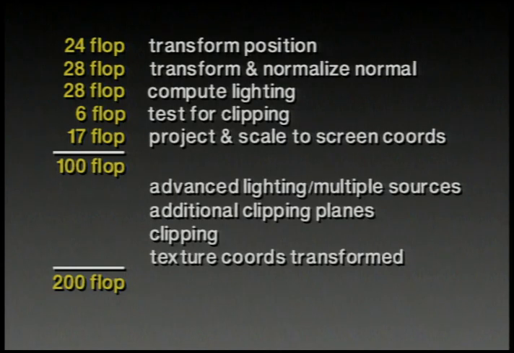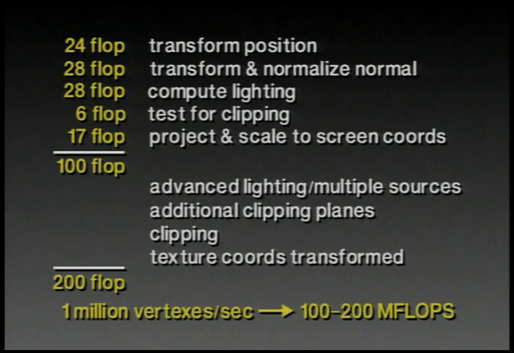So given our model here of 17,000 vertexes per scene and drawing that scene 60 times per second, that works out conveniently to 1 million vertexes per second. So take whatever number of floating point operations it requires to deal with one vertex, multiply it by 1 million, and that turns out to be the megaflop rating that's required. I've noted here 100. It could easily be 200, 300, 400, or 500 megaflops.